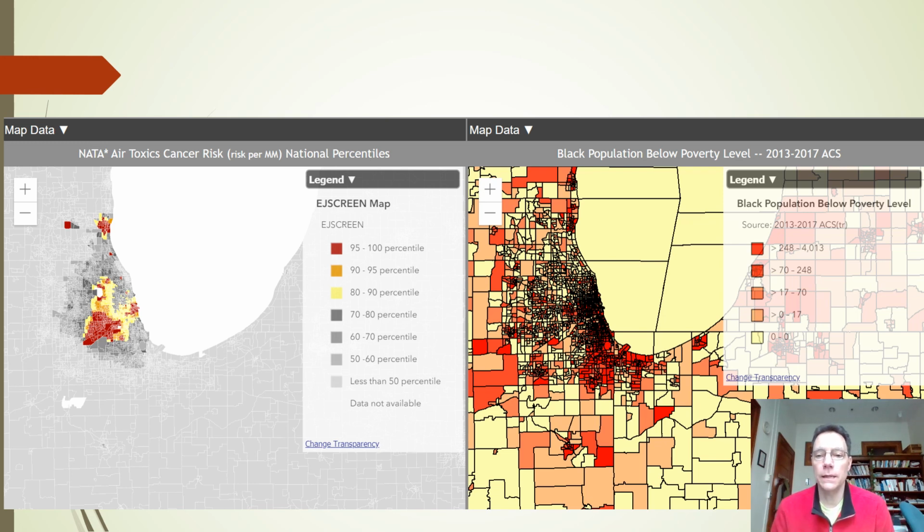But some areas that appear to have pretty high Black population below the poverty level are also lit up in red on the left map, having 95 to 100th percentile for airborne cancer risk. So these sort of maps can't tell you why that's happening, why the cancer risk is higher there. It just juxtaposes some data. So that's interesting. And in some scenarios I played around with, you really don't see much evidence at all of environmental injustice. Some you really do.